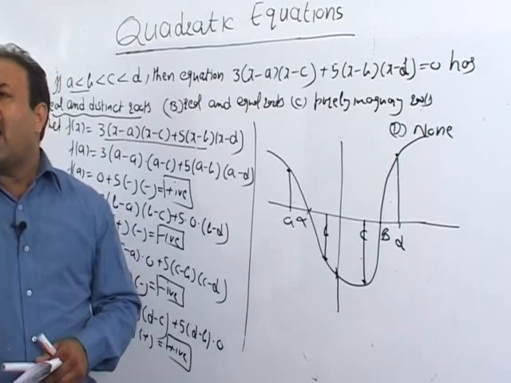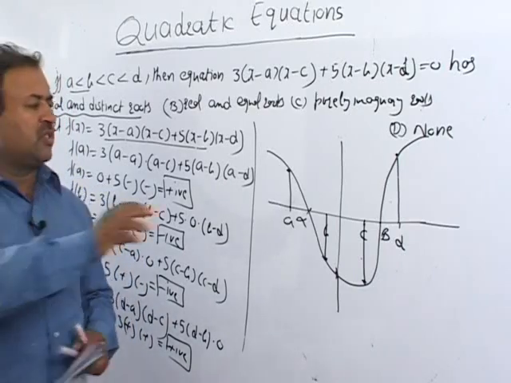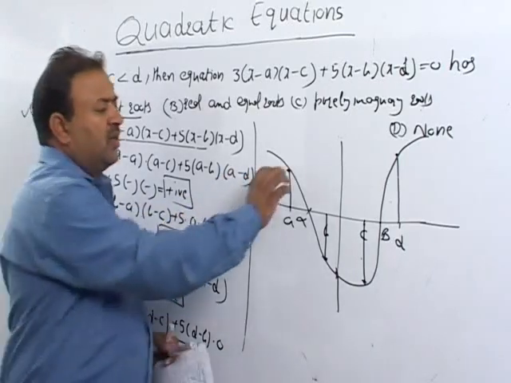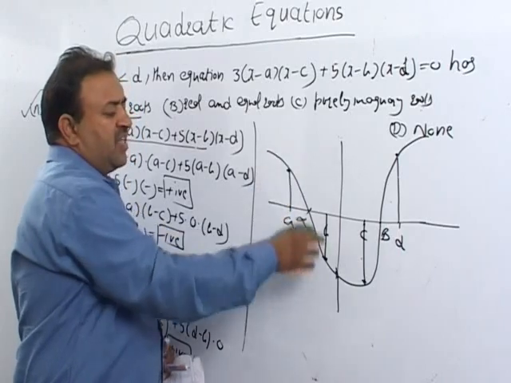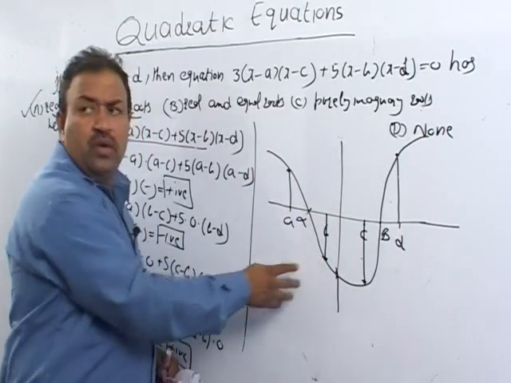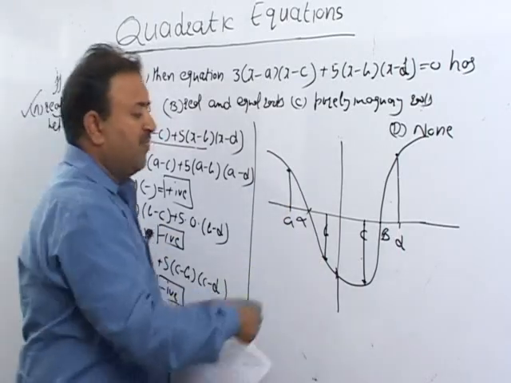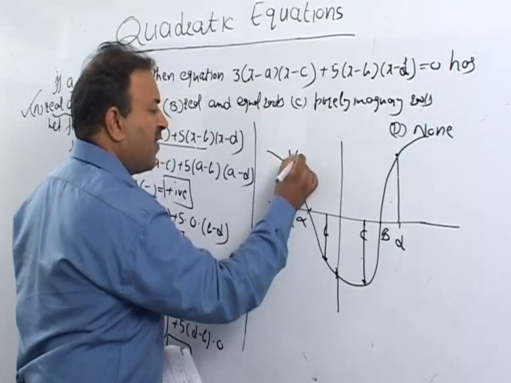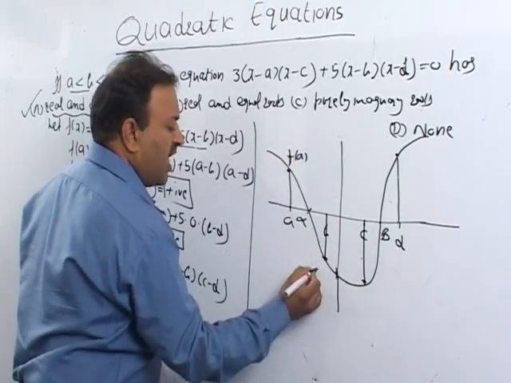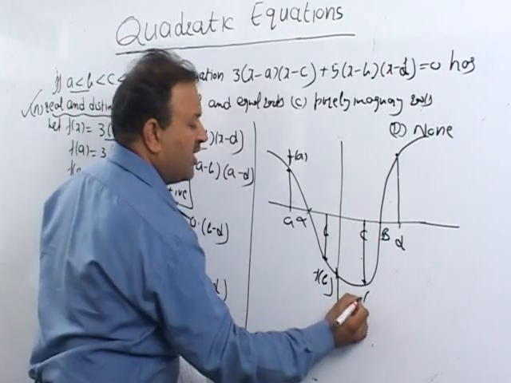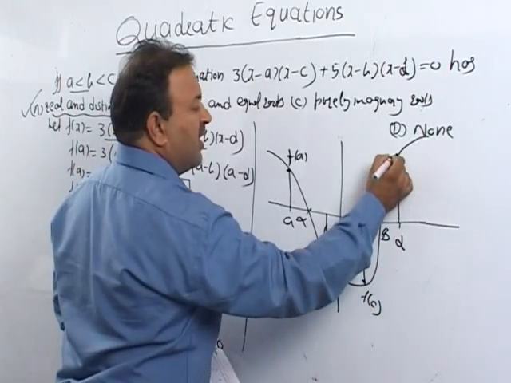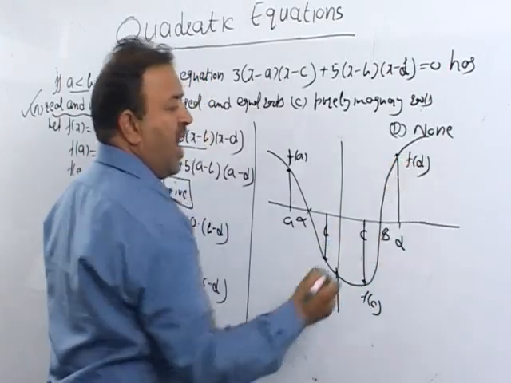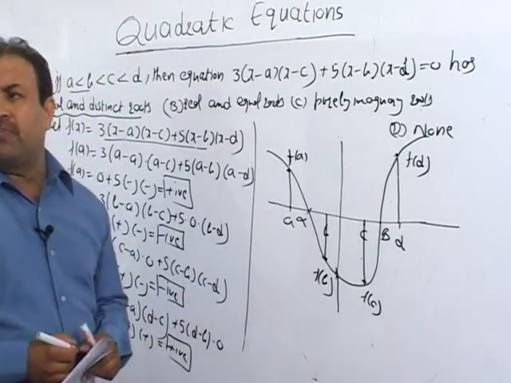So I have taken the general case. General means I have taken f(a) positive, meaning any positive value will come above the x-axis. f(b) will be below the x-axis. This is f(a), this point is f(b), this point is f(c), and this point is f(d). At all these four points, our curve passes.